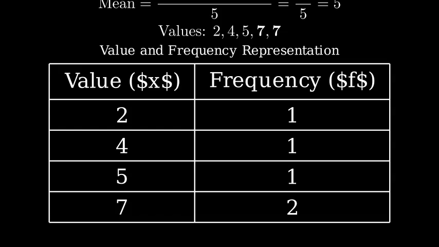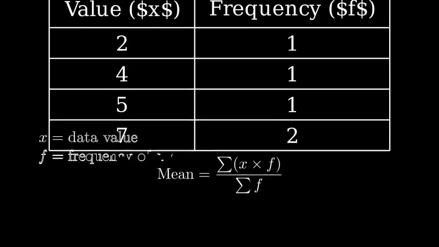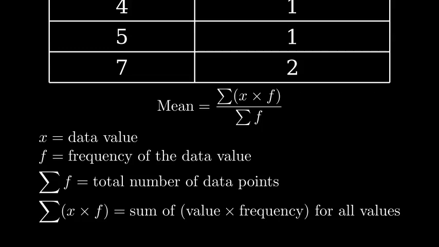When calculating the mean for data with frequencies, we use a modified formula. We multiply each value by its frequency, add these products together, and then divide by the total frequency, which is the total number of data points. Let's apply this formula to our example.